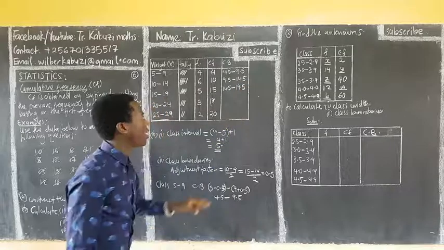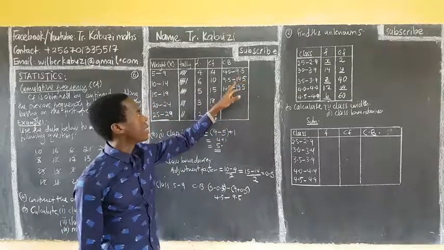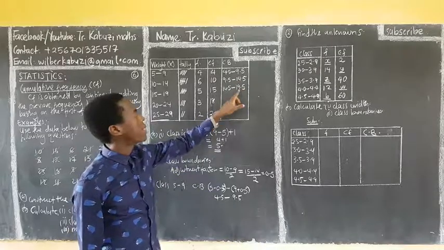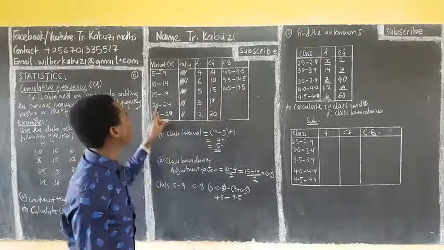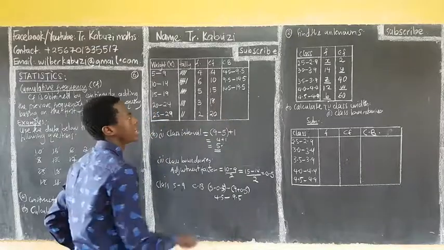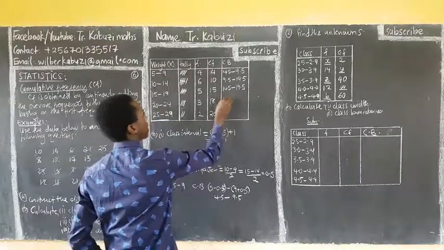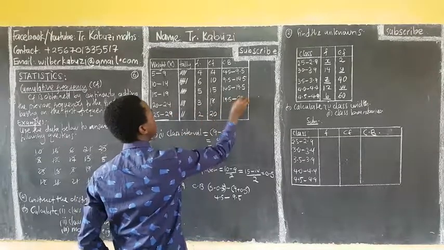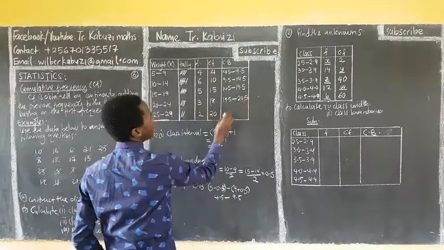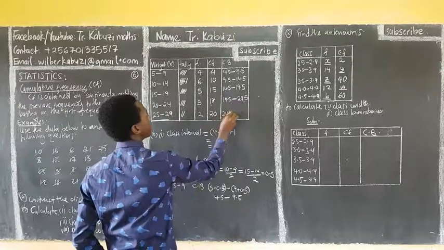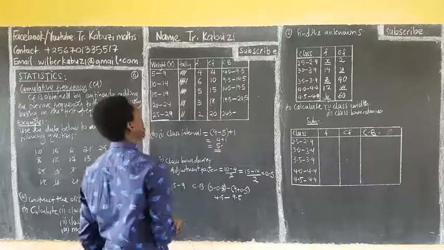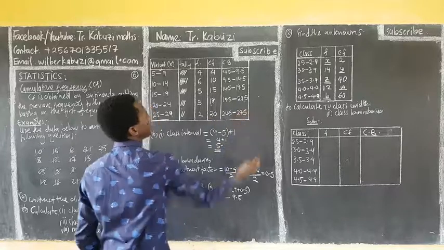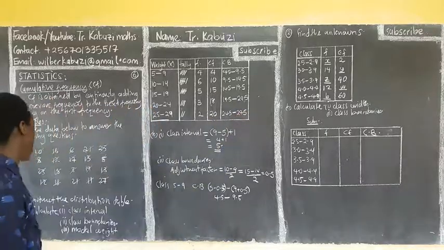By the way, you see that what is here is what is here. So in simple terms, this one is going to come here, because if you subtract 0.5 here, you get 19.5. Now what is here is going to be the first lower, then you add 0.5. So that's how you get the class boundaries.